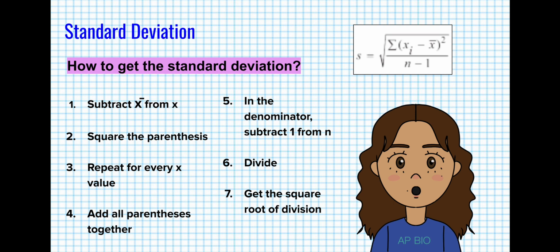Step 3. Repeat steps 1 and 2 for every data point in the dataset. Step 4. Add all results in step 3 for every data point. Step 5. On the lower side of the fraction, subtract 1 from the sample size. Step 6. Divide. Step 7. Get the square root of the results from step 6. The result is the standard deviation of the given dataset.